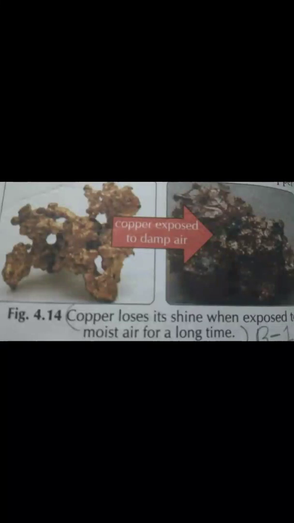Good morning, students. Today's topic is corrosion of metals. The process in which metal is eaten by the action of air, moisture, or chemicals on its surface is called corrosion.